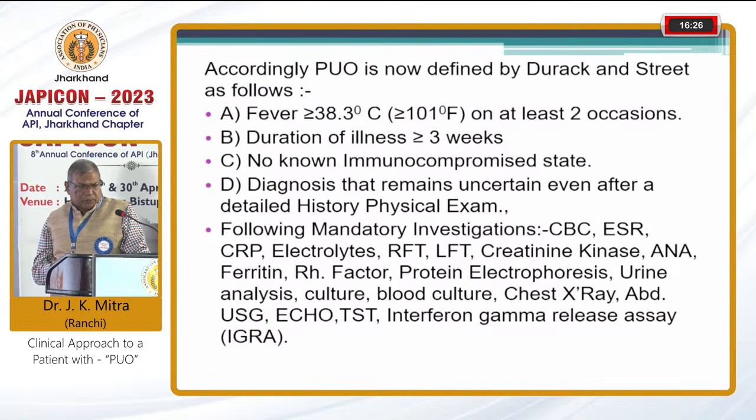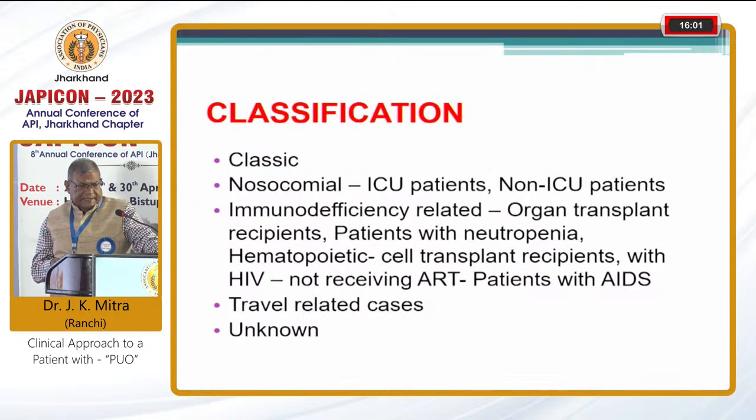And according to Durack and Street, PUO is now defined as follows: fever 38.3 degrees centigrade, duration of illness more than 3 weeks, no known immunocompromised state, diagnosis that remains uncertain even after a detailed history and physical examination. So history and physical exam, these 2 things are very important. Following mandatory investigations. So these are the list of mandatory investigations which one must do before saying that it is PUO.